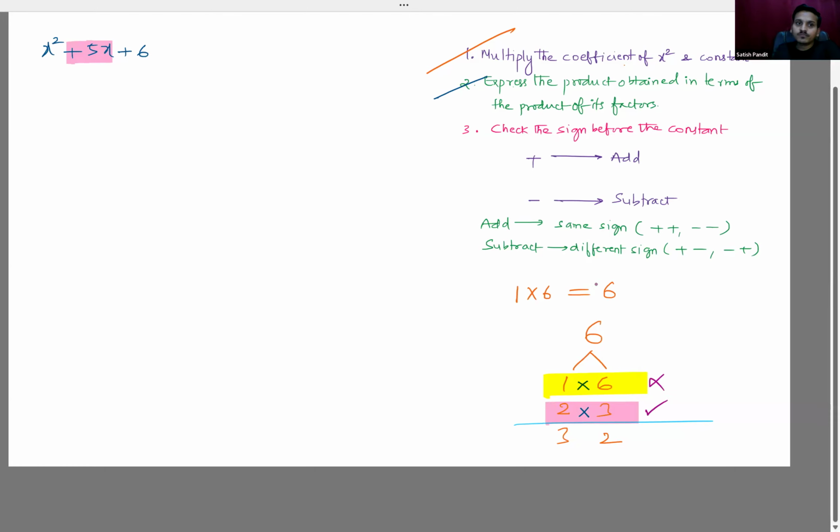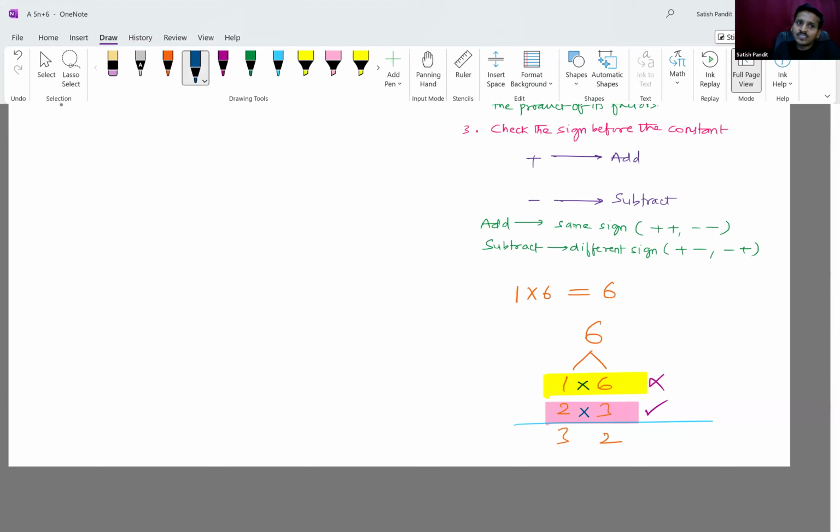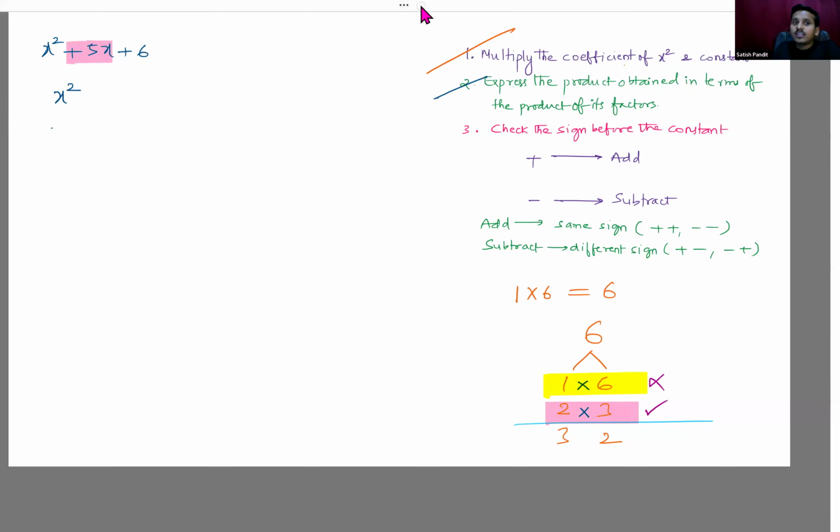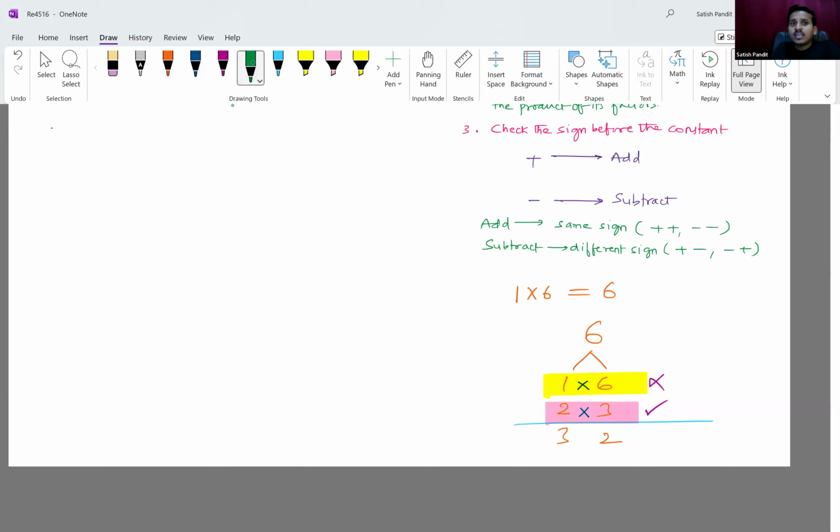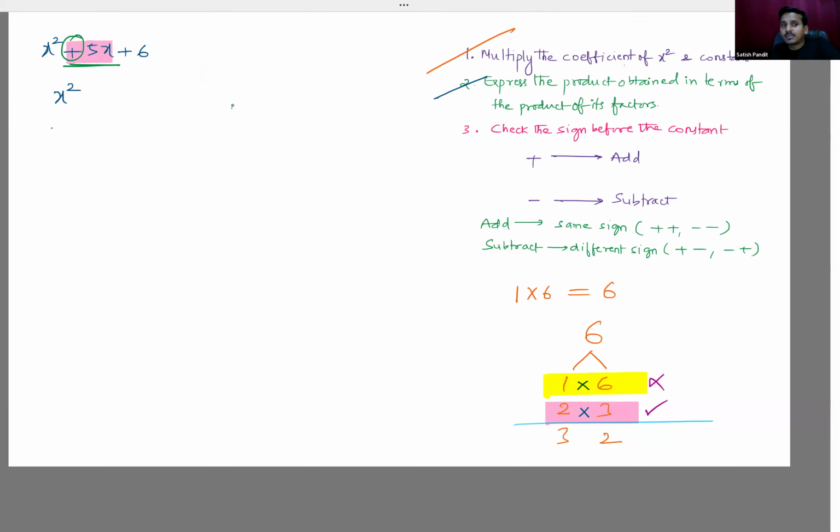Okay. That means I can write 5x as, look carefully. First of all, let me write x square as it is. Okay. Now this plus sign is for 5x. Please remember that. So I can express 5x as what? 2x plus 3x. Because that is the one pair, right? 2x and 3x I can write. Okay. I can write 5x as 2x and 3x.